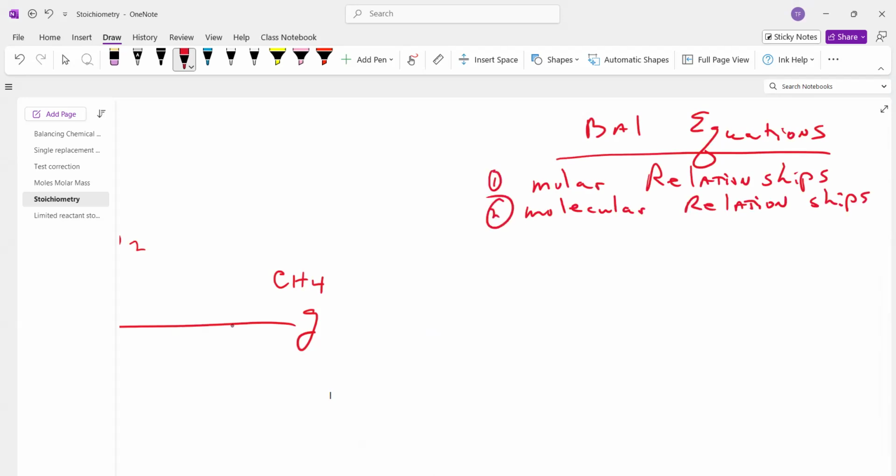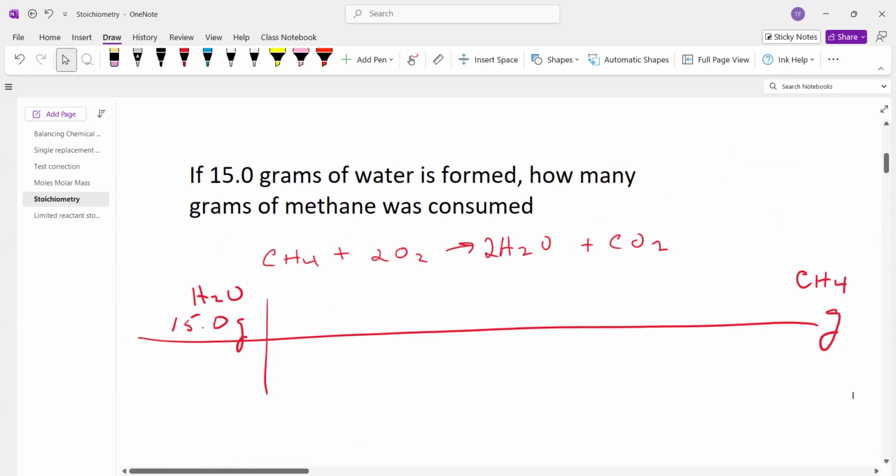The balanced equation gives you molar relationships and molecular relationships, not mass relationships, not liter relationships, only these two. So if you're not in moles, you've got to get to moles. We're starting with grams of water, so we need to get into moles of water. So step number one is to convert the given to moles. Grams have got to cancel.